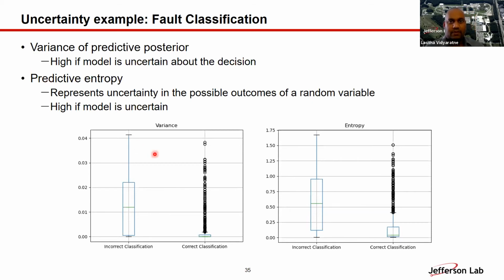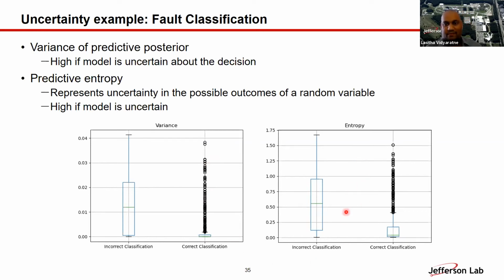And to actually gauge this, we have given box plots for both variance and entropy for the incorrect classifications the model had versus the correct classifications. For the incorrect classifications, we can see that the model is hesitating a lot, with a high variance, whereas for correct classifications, mostly the variance is quite low. With some outliers, where the model guesses the fault correctly, however, with a lot of variance, that means the model is not certain.